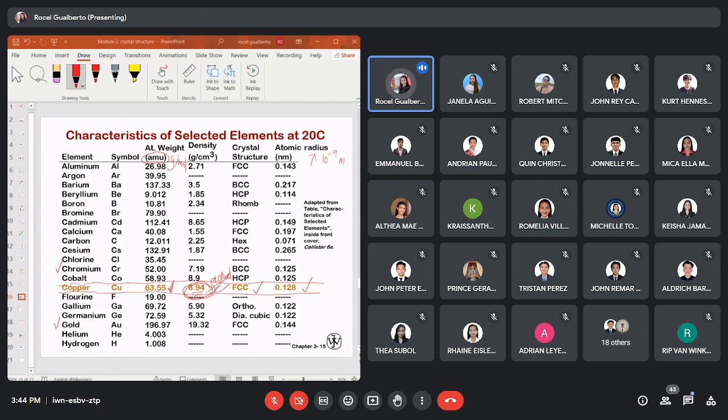Okay, so you solve for the chromium and the gold. Are you done with the table? If you're done with the table, I will move our presentation here to the Jamboard, so just let me know. First, let us copy the characteristics of the two, chromium and gold.